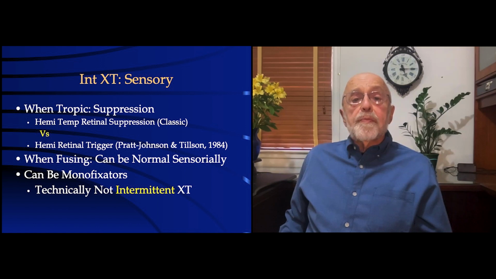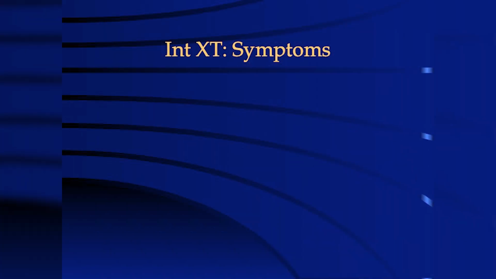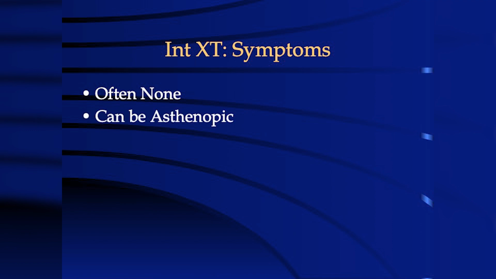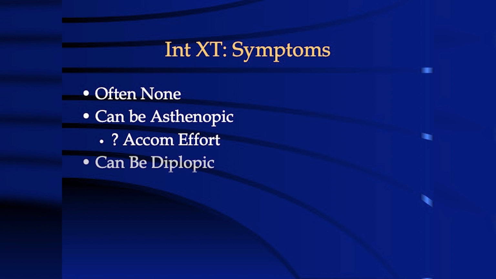With intermittent exotropia, as far as symptoms, often there's none. They may be asthenopic, just as I said with phorias, that may be due to accommodative effort to control the eye. They can be diplopic, and that's more likely to be in dim illumination. And many of them exhibit a symptom that's been named photalgia, which is kind of a discomfort in light, and they close one eye in sunlight.